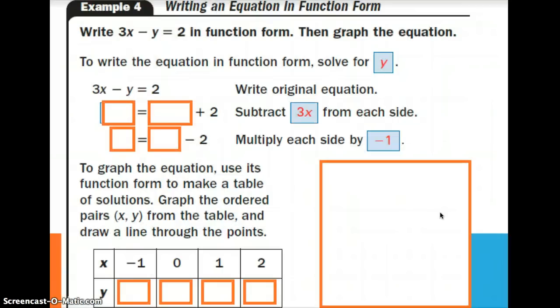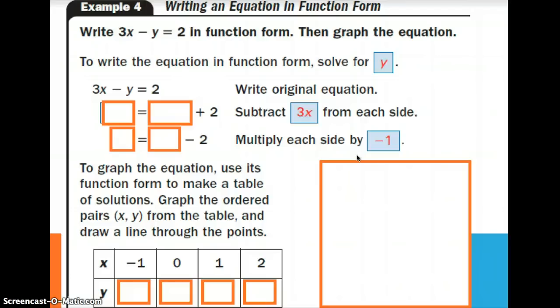Example 4. This is our last example, then we have a checkpoint. We need to write 3x minus y equals 2 in function form, and then graph the equation. To write the equation in function form, you need to solve for y. If you look at our equation, on the side of y, we have 3x and then a minus y. Technically, minus y means there's a negative 1 out front.